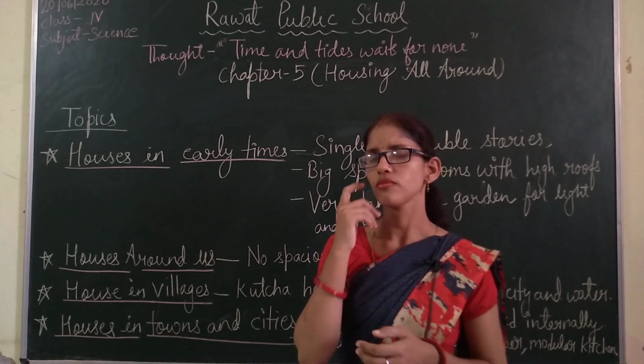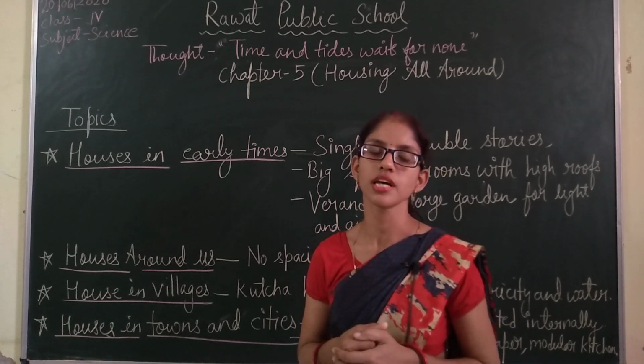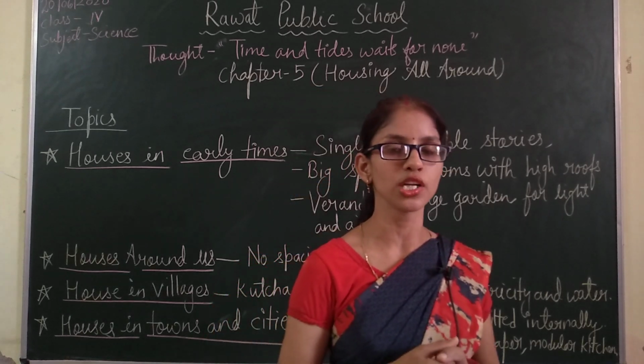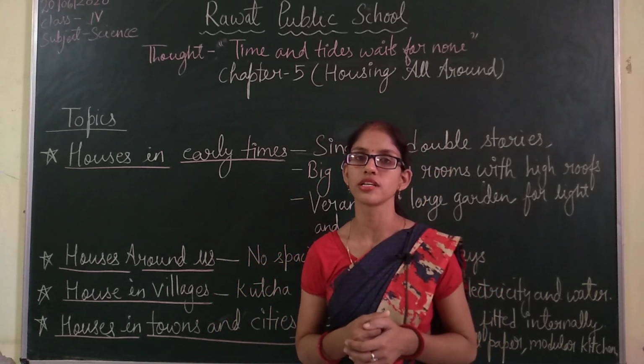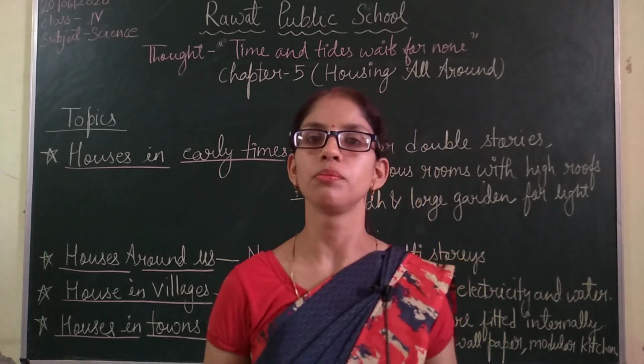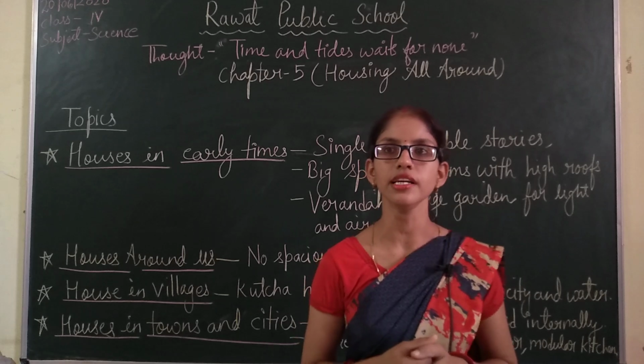Whereas the next one is the temporary houses, and these houses are for the people who do not live at a particular place for a long time, for example soldiers. And the examples of temporary houses are the caravan and the tent.